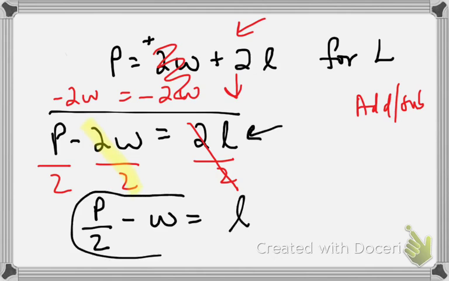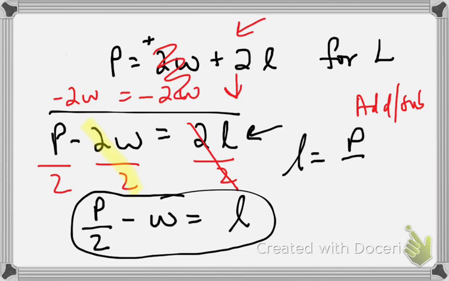So here's my answer. Now you could write it this way. You could write the L here and put P over 2 minus W, and it's the same thing.